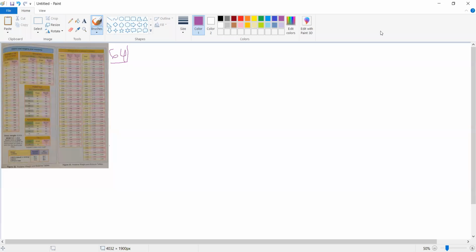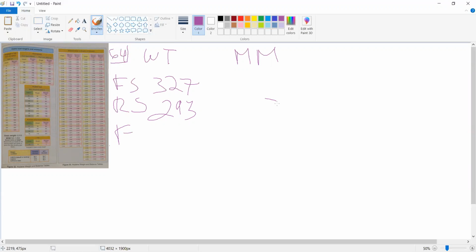Next problem is number 64. What is the maximum amount of baggage that can be carried when the airplane is loaded as follows? So, all right, we have our weight. Our front seat is 327. Our rear seat, 293. Our fuel is 35 gallons. So we'll do 35 right off times 6. So that is 210.